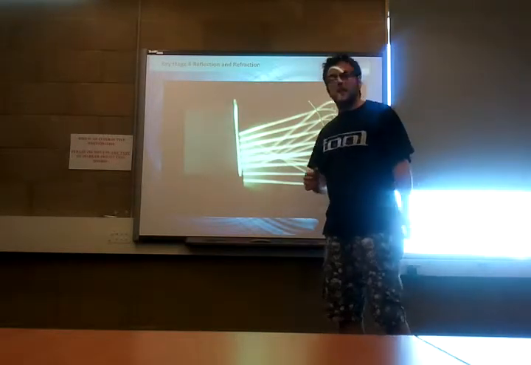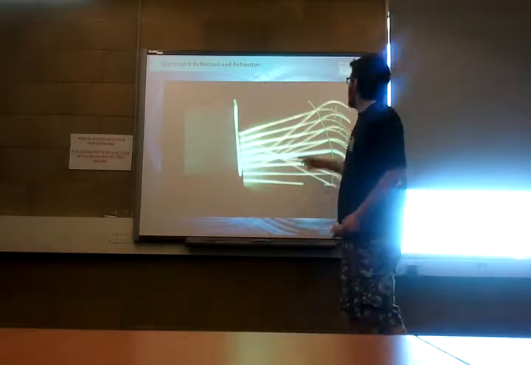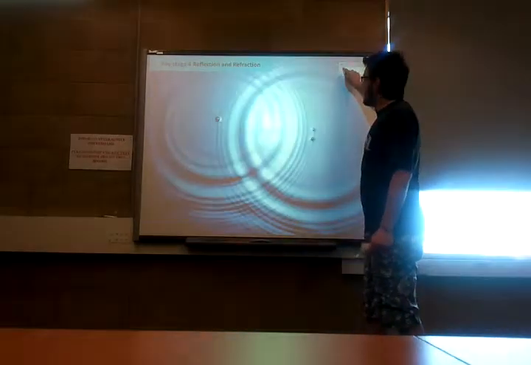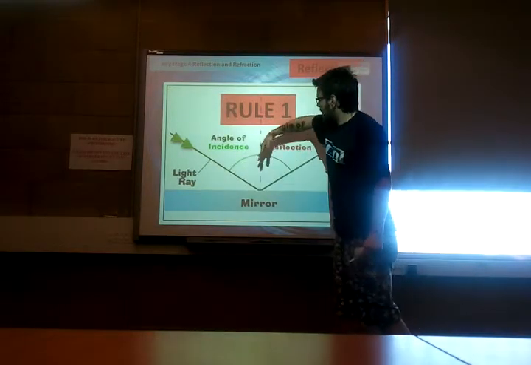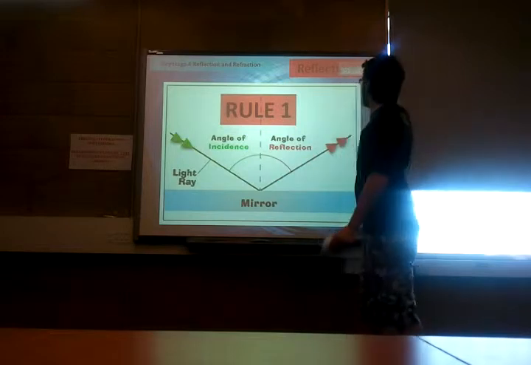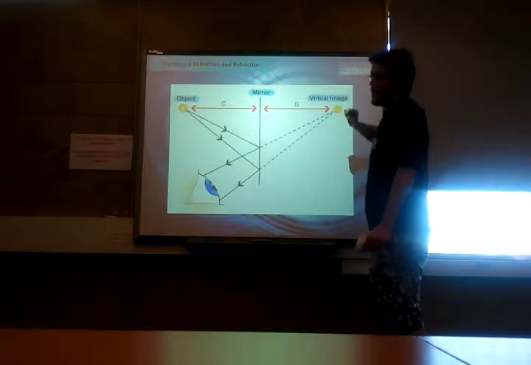Depending on the surface it's reflecting from will depend on how it reflects, but don't forget our rule number 1, that if it's reflecting off a flat surface, the angle of incidence will be exactly the same as the angle of reflection. So that is our first rule of reflection.